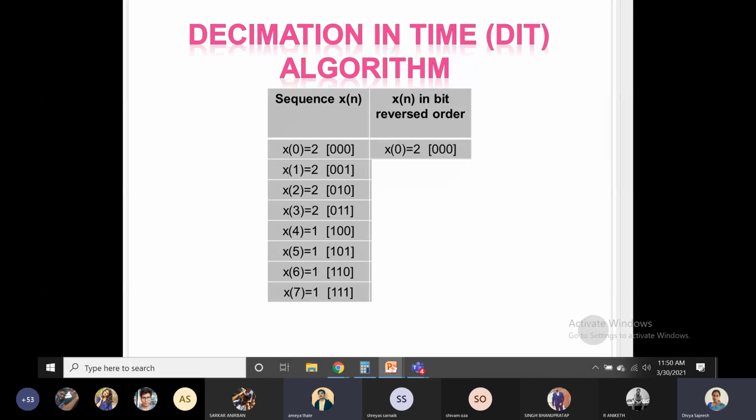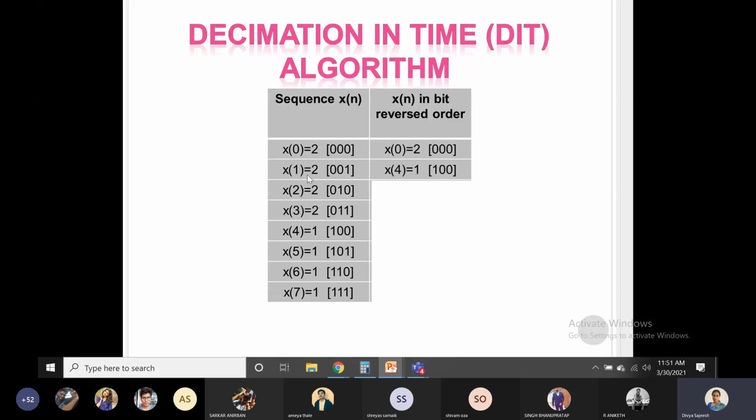So it will become 100. Is it? Yes. So that means 100 is 4. Am I correct? So I can tell it as 100 is x of 4. So x of 4 from the left column, already x of 4 is given as 1, isn't it? So the same thing you are going to carry and write it here.